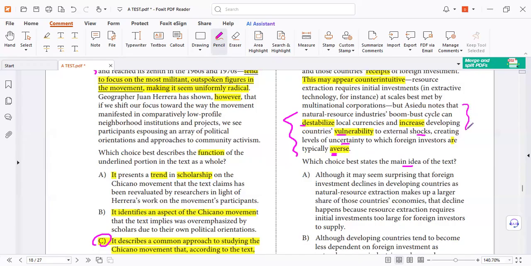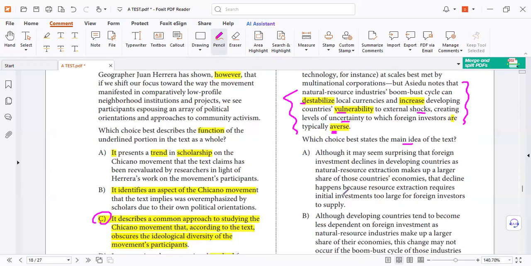So your main point must be here. Does the answer letter A mention that? Just summarize the text. No? You mention here, look, foreign investment declines in developing countries as natural resources extraction makes up a larger share. And this happened because it's an invented idea, not mentioned.